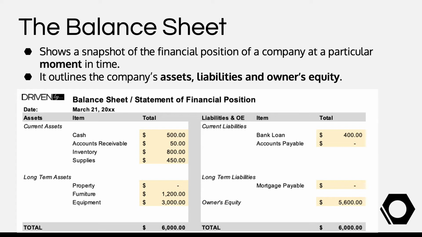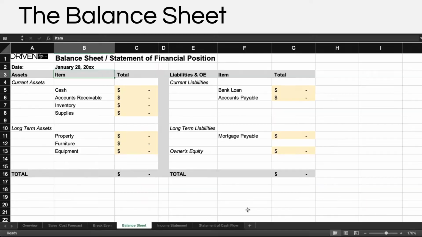The name balance sheet comes from the fact that each side of the statement should balance, meaning that the total assets on the left should be equivalent to the sum of the liabilities and owner's equity on the right. In order to create your balance sheet in Excel, make sure that you are in the Balance Sheet tab in the Excel spreadsheet.